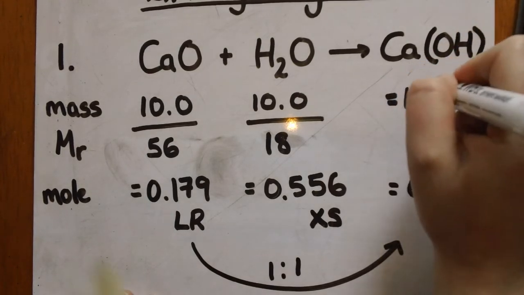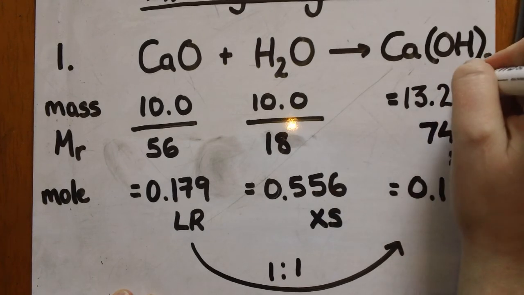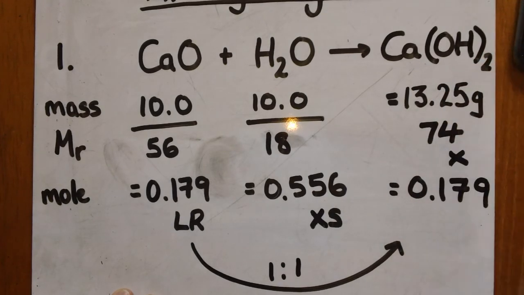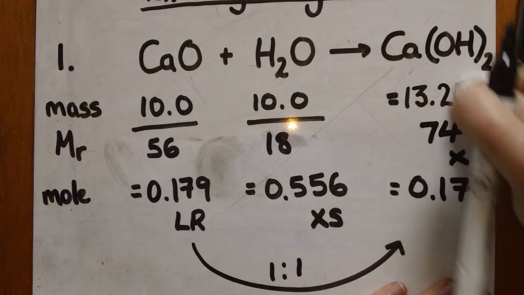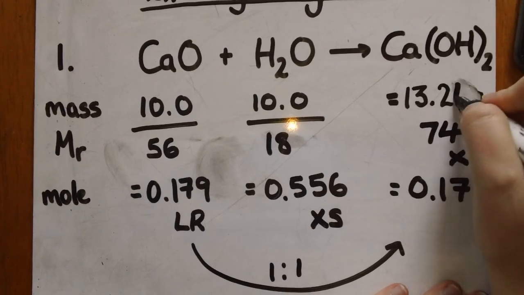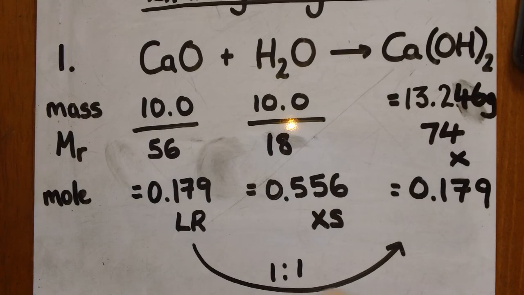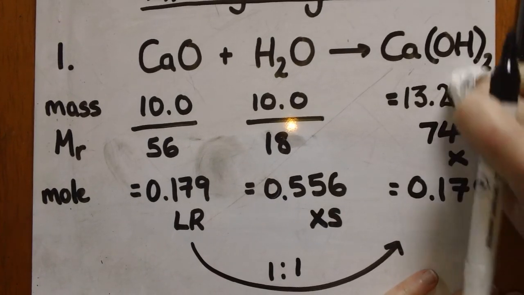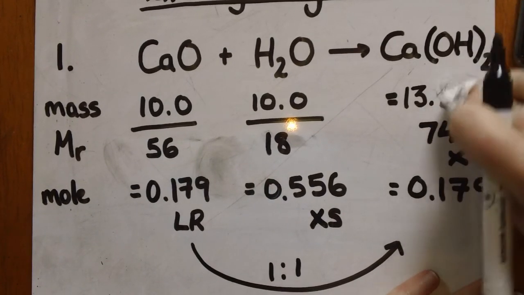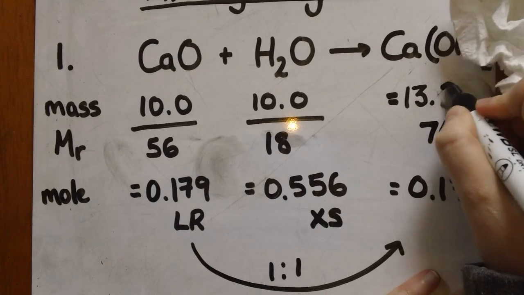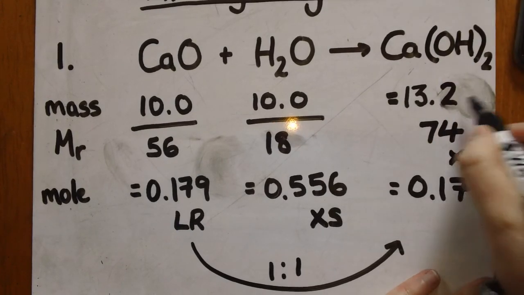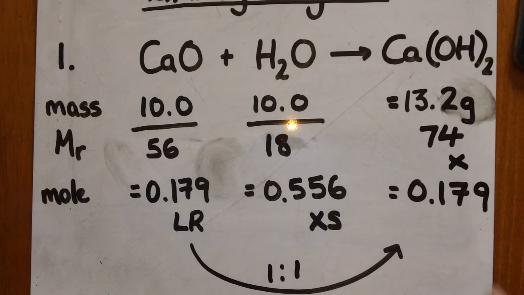of 13.25 grams. I want my answer to be to 3 significant figures. So for this, my calculator says that, and then to 3 significant figures, I need to get rid of those 2 numbers. So it's going to be 13.2 and then grams on the end.